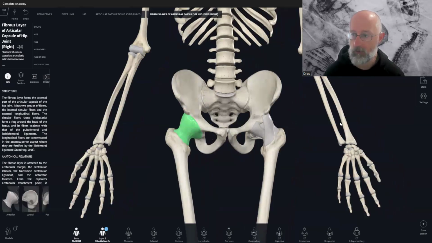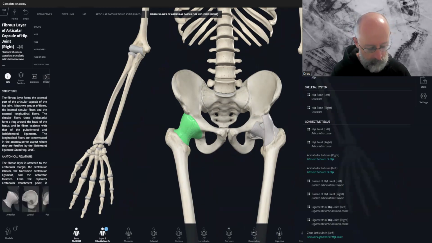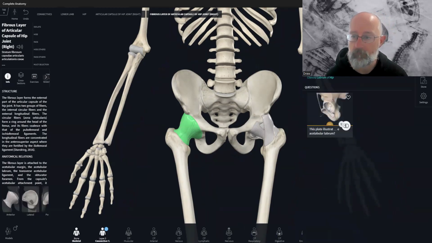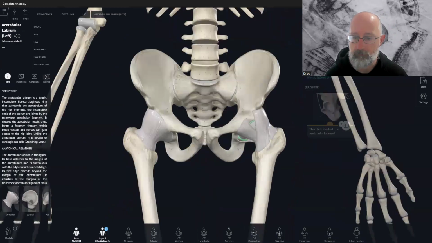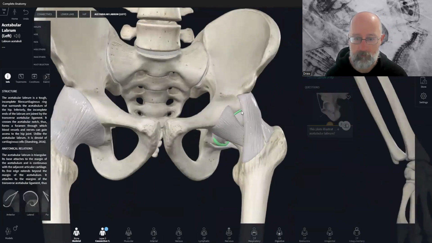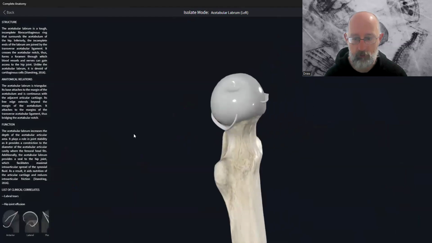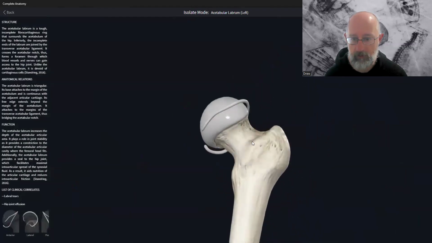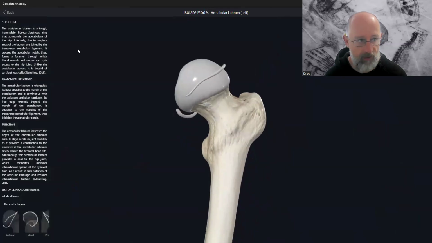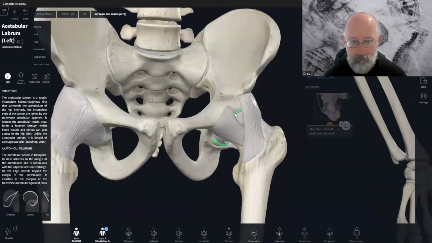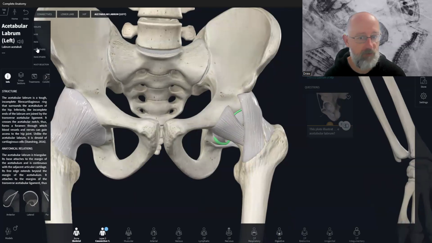If we put in the hip labrum, let's see, labrum. Let's put it on the left. So click it there. Isolate. So here we have a labrum, which is like a ring of cartilage that sits on the outside rim of the femur.